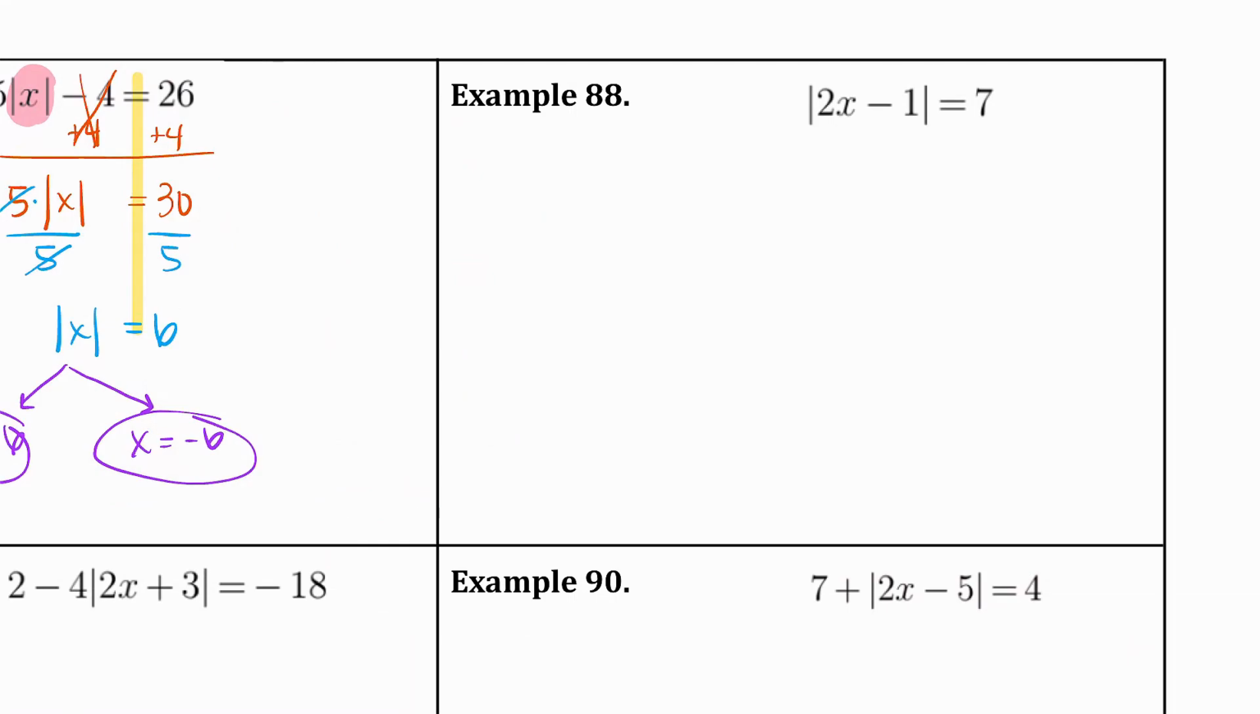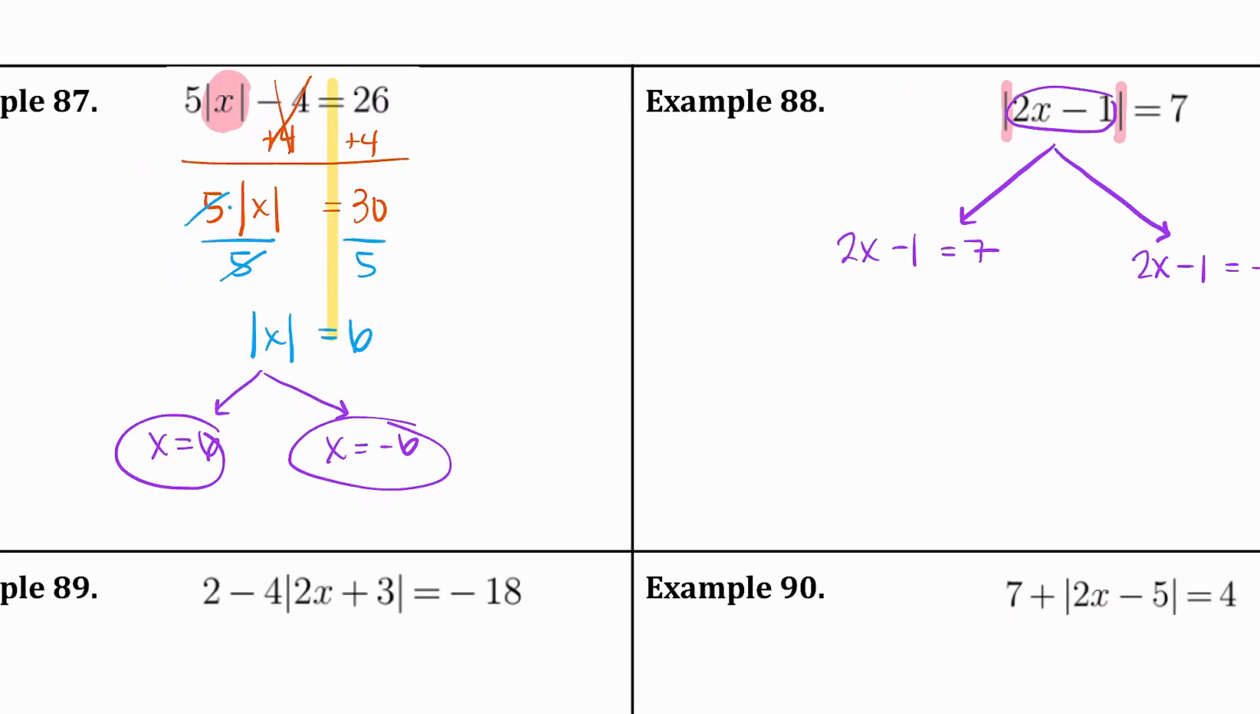Okay, example 88. This is the first one we've seen where we have more than just an x inside our absolute value. So let's look at this example. Our absolute value is actually already isolated. It's the only thing on the left side there. So there's no isolating we need to do. We just need to go ahead and create our two cases. On the previous examples, we've only had an x on the inside. Here we have a 2x minus 1 on the inside. So we've got to say, okay, that 2x minus 1 on the inside could be equal to positive 7, or that 2x minus 1 on the inside could be equal to negative 7.